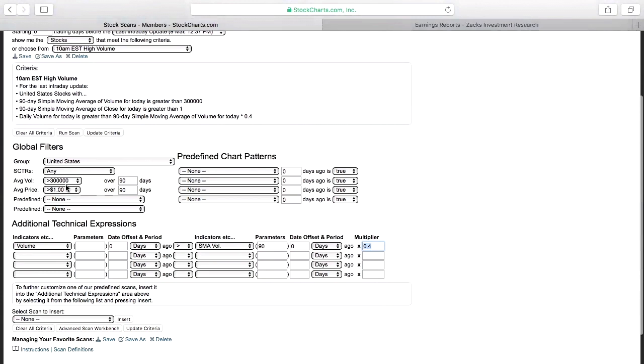I just use average volume greater than 300,000 shares, average price greater than $1. I don't like stocks less than $1, just my personal preference. And then volume is greater than its average last 90 days volume, so the current period volume is greater than the average times 0.4. So if a stock had an average volume of 1 million shares and it's done 400,000 or more in the first 30 minutes, it would come up on the scan.